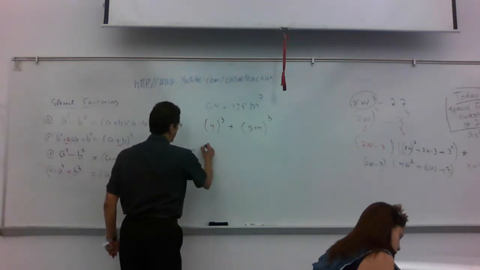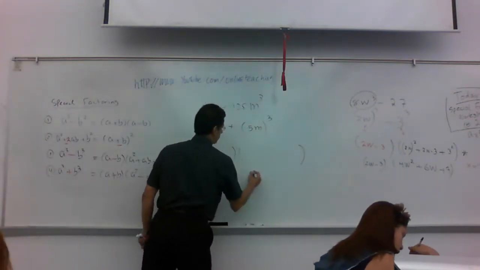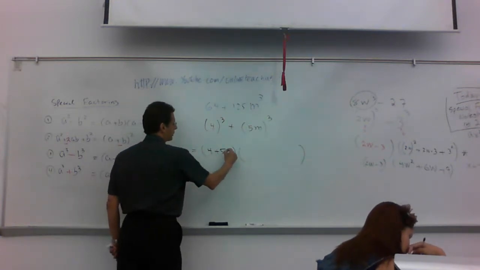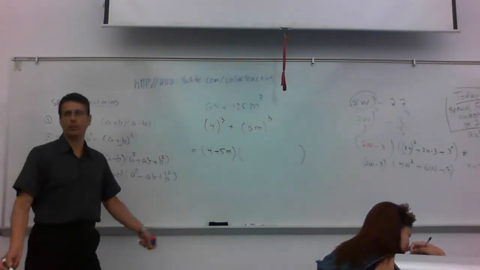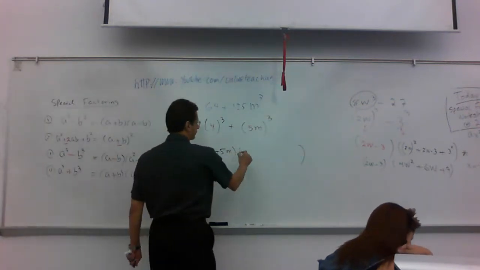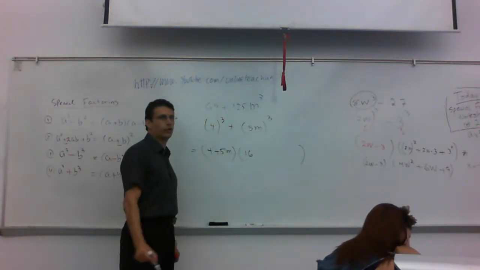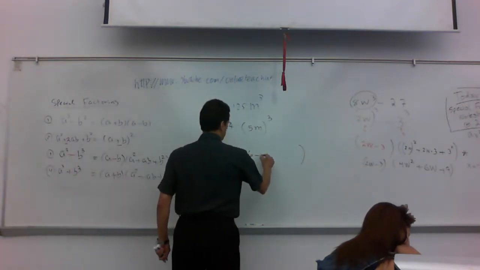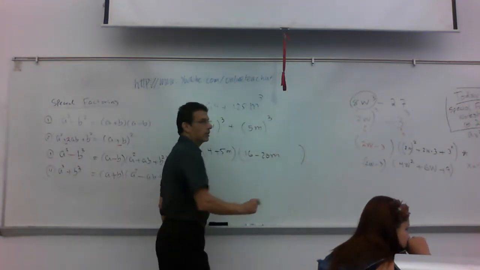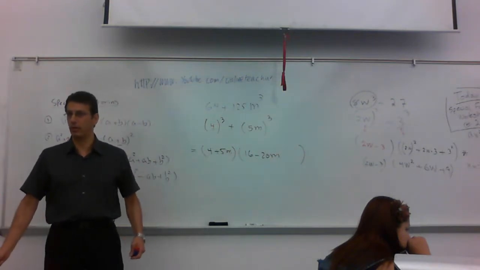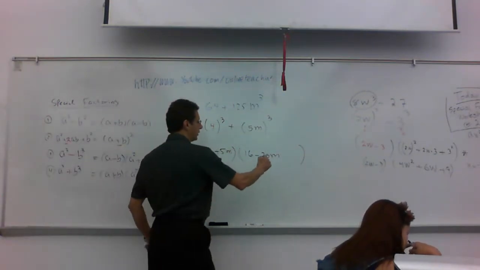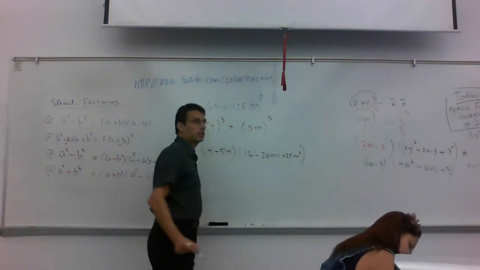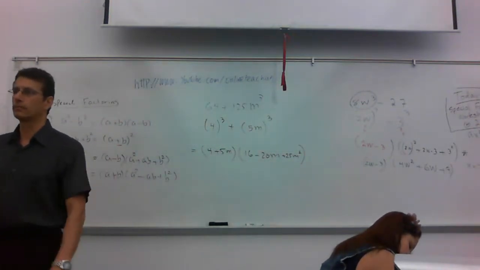Give me your final answer. So what should I put here? 4 plus 5m. Okay, so that's A plus B. Now what do I need? 16, which is A squared. What do I need next? Minus 20m, which is minus A times B. Finally, what do I need? 25m squared, which is plus B squared.